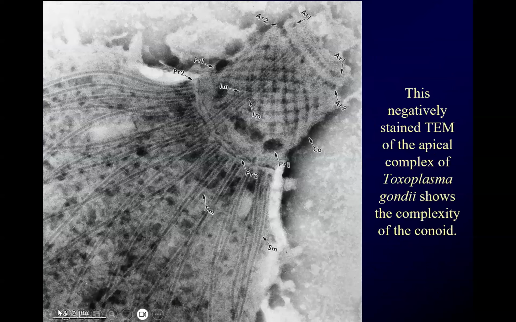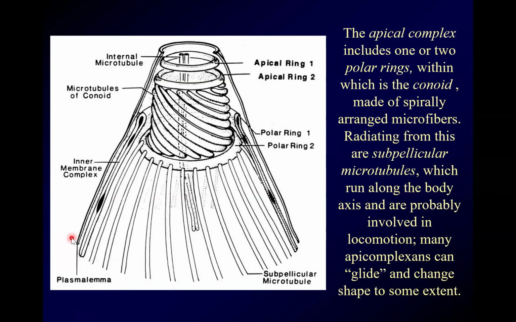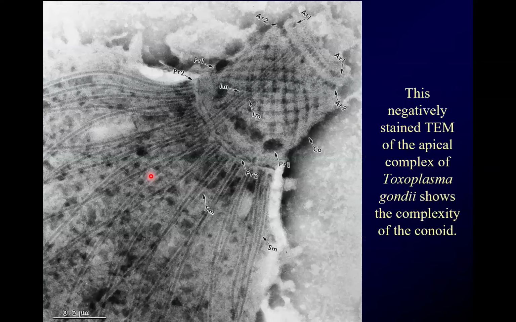Let me summon up the laser pointer. So there's your conoid right there. You can see these microfibers are arranged in a spiral. And radiating from this, you have microtubules running right underneath the alveolar sacs. They're called subpellicular microtubules. Those run all the way along the body, and they're probably involved in locomotion. As I mentioned, apicomplexans can change shape to some extent, and they can glide over a surface, and they probably do it using those microtubules.